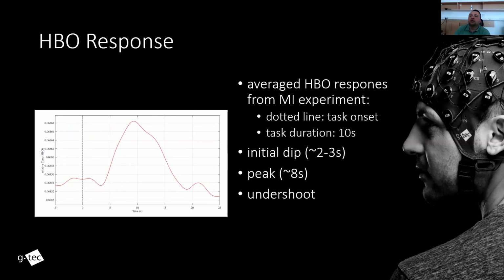Okay. So in this figure, you can see the average oxygenated hemoglobin responses for a motor imagery experiment. The dotted line in here represents the task onset, so the moment when the user is instructed to start imagining a limb movement. The task duration is about 10 seconds. The initial dip is more or less 2 to 3 seconds. The peak is at about 8 seconds. And then we can see the undershoot.